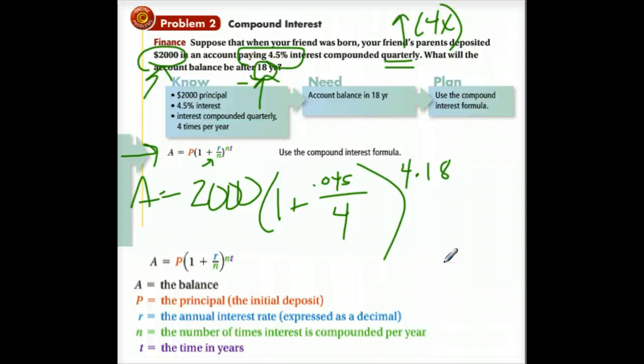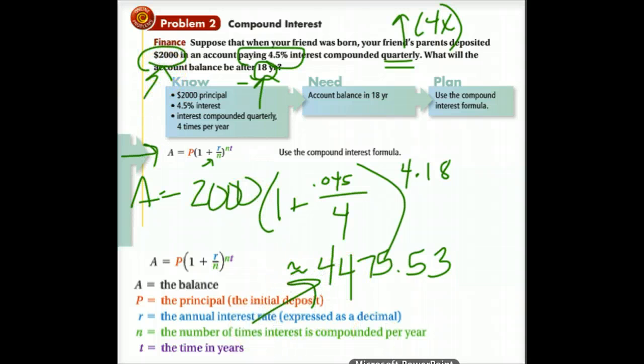When you plug all of that into the calculator, and make sure you remember order of operations, it is about 4475.53. So that's how much money the parents, when they put in that $2,000, will have 18 years later. The money will be up to this amount.